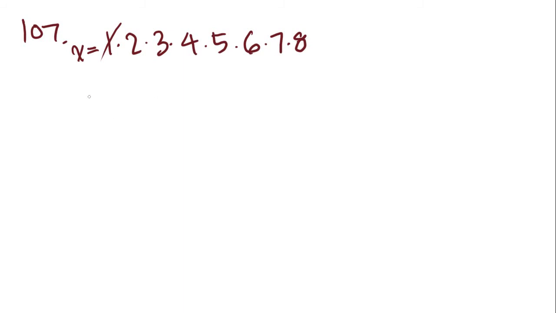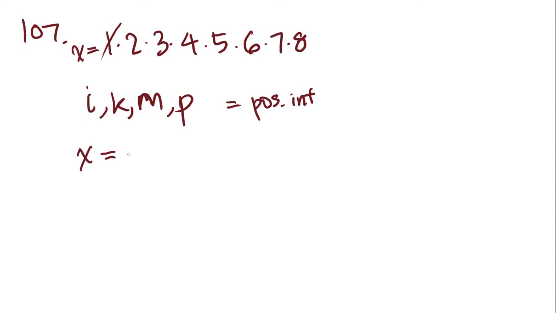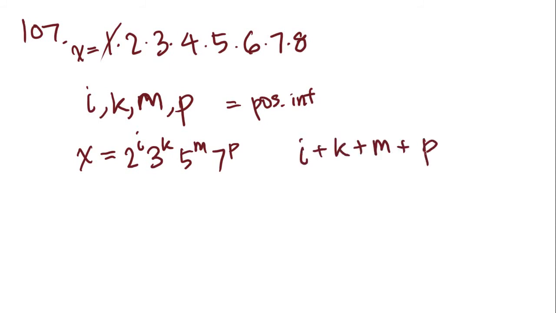and i, k, m, and p, oh, it's an ugly m, m and p are all positive integers, it's good to know, such that x, which is this, also equals 2 to the ith power times 3 to the kth power times 5 to the m times 7 to the p, then i plus k plus m plus p equals what?